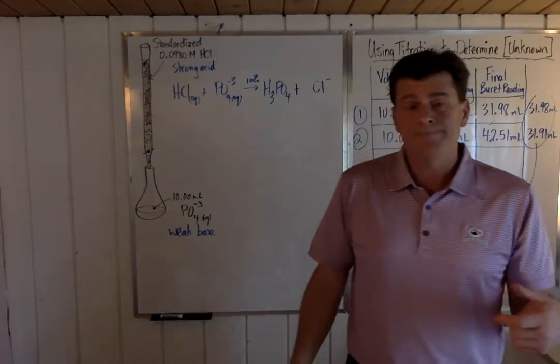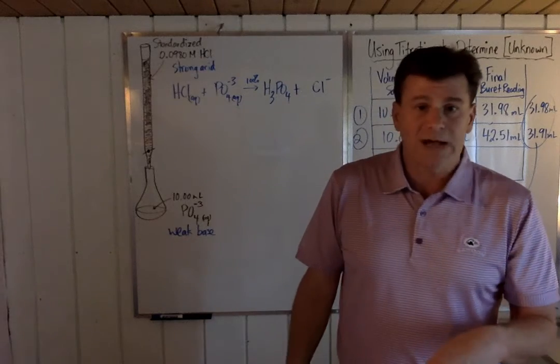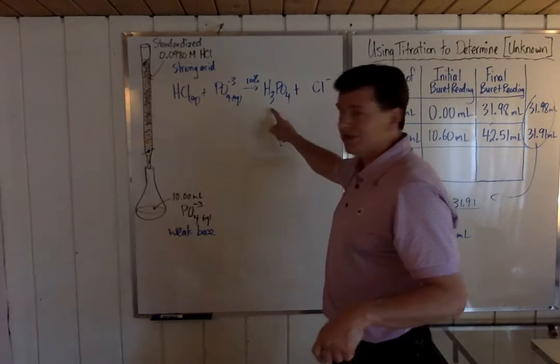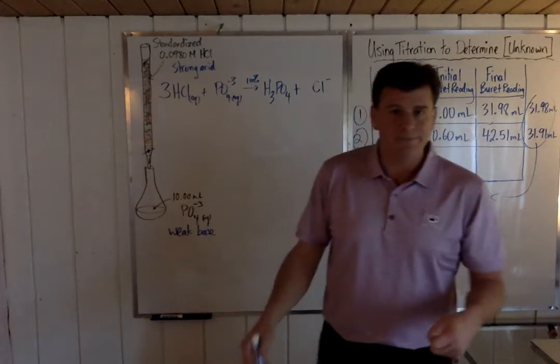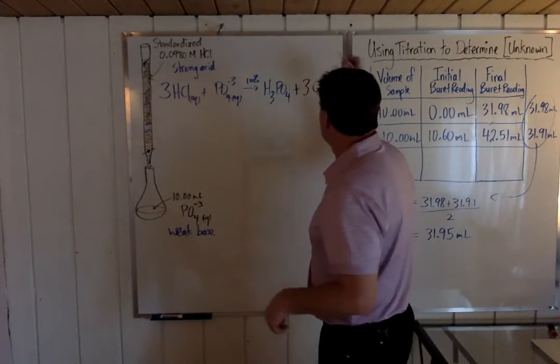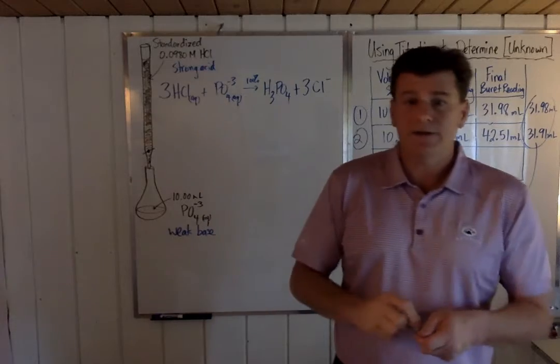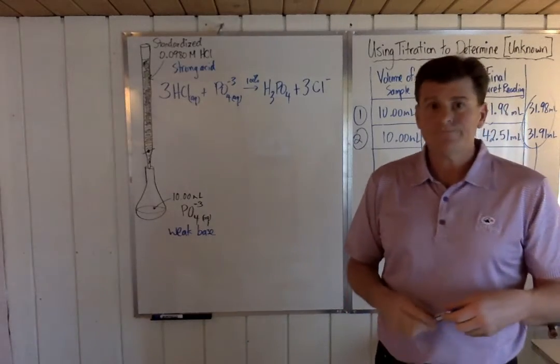Now, you can tell right off the bat that this is not balanced. So you now go through and you actually balance it. Because there are 3 H's on here, it took 3 HCls over there. That means you make 3 chlorides over there. And there is your balanced equation.